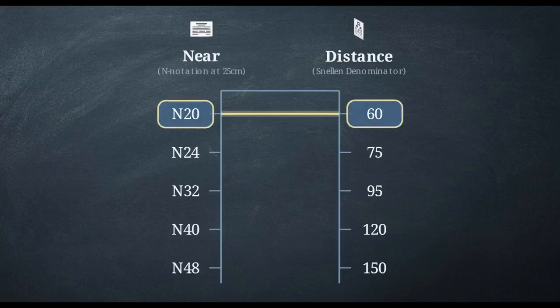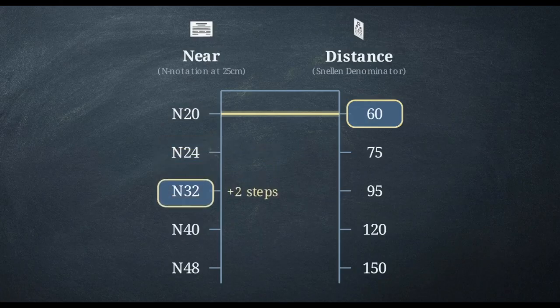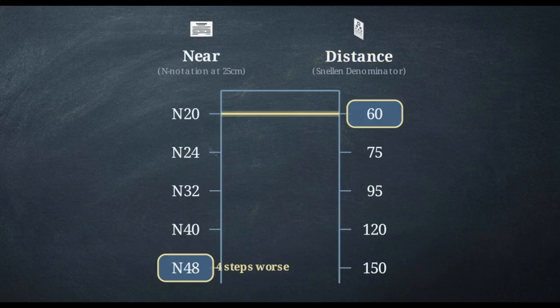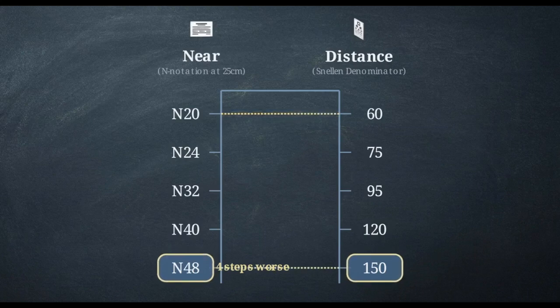Starting from our baseline of N20, we track the steps up the scale to N48. That takes us through N24, 32, 40, and 48, a 4-step decrease in visual performance. We match that movement on the distance side. Dropping 4 steps from our 60 baseline takes us through 75, 95, and 120, landing straight on 150. The geometric progression remains perfectly consistent across both testing modes.